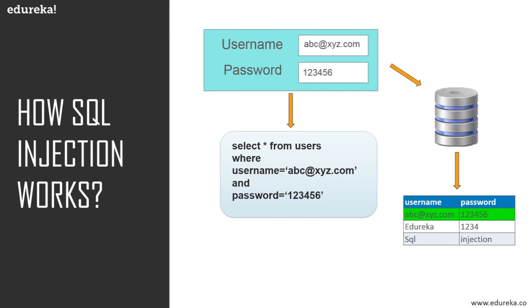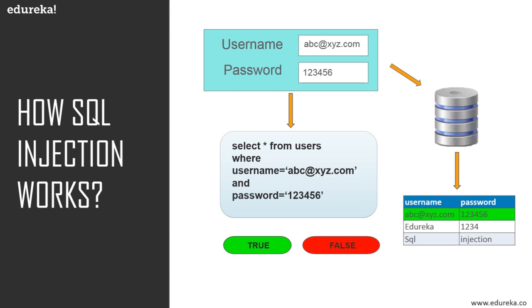So when this SQL query is generated, if there is a user with the username abc@xyz.com and the password to that username is 123456, then that particular row is returned. And if there is no user with this particular username and password, then there are no rows or no values returned. So basically, if this SQL query returns some value or returns a true value, then the login is successful. And if this SQL query returns a false value, then the login is unsuccessful. So this is how it actually works.